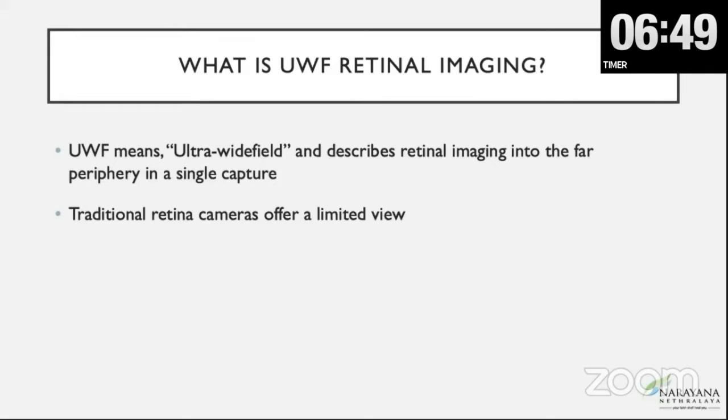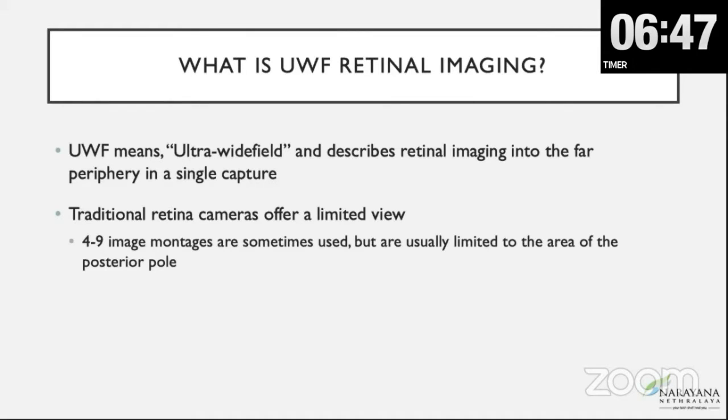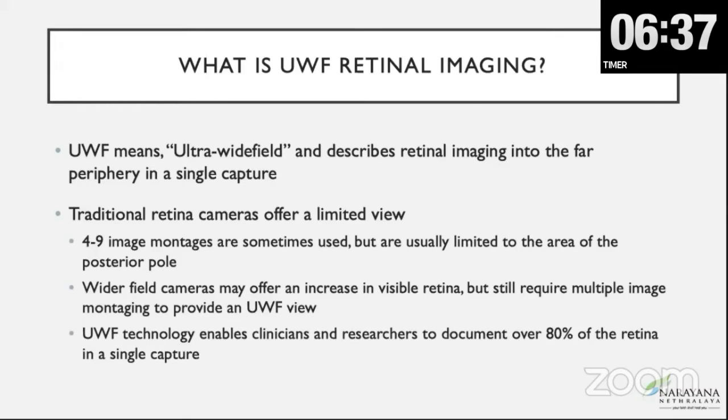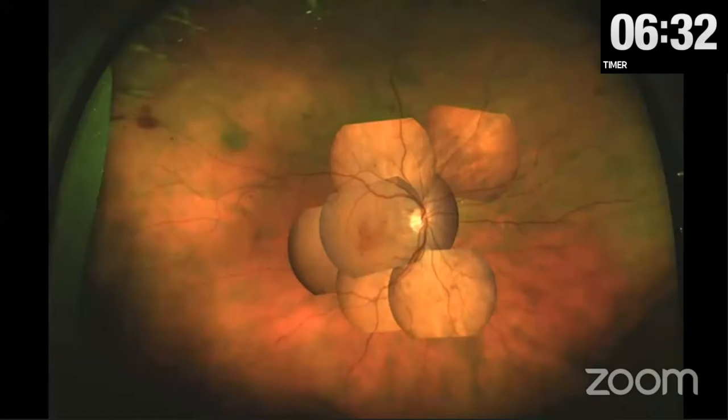Traditional retinal imaging does not offer this complete view. We need to get at least 4 to 9 image montages, and they're usually limited to the area around the posterior pole. Wider field cameras, therefore, offer increased visibility, and this helps us to document over 80% of the retina in a single capture.